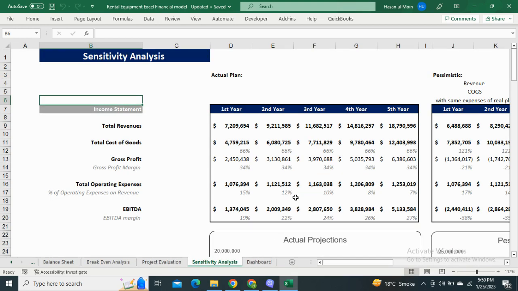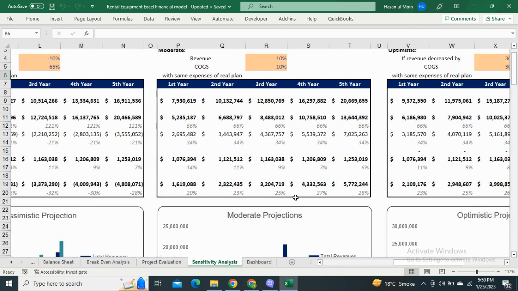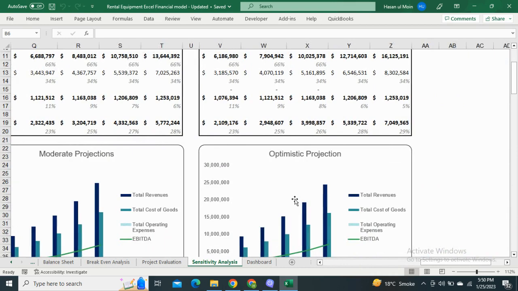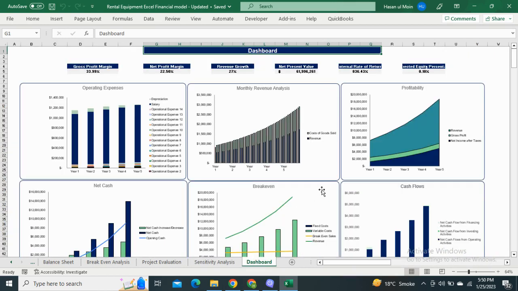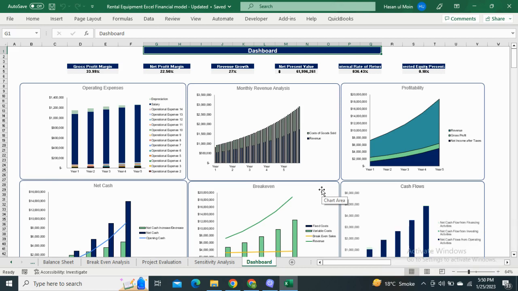The sensitivity analysis sheet shows the gross profit margin and the EBITDA margin in pessimistic, moderate, and optimistic scenarios with their graphical representation. In the last, we have the dashboard, which shows the most relevant financial graphical representation of the model and depicts the key financial metrics for a better understanding of the performance measures.